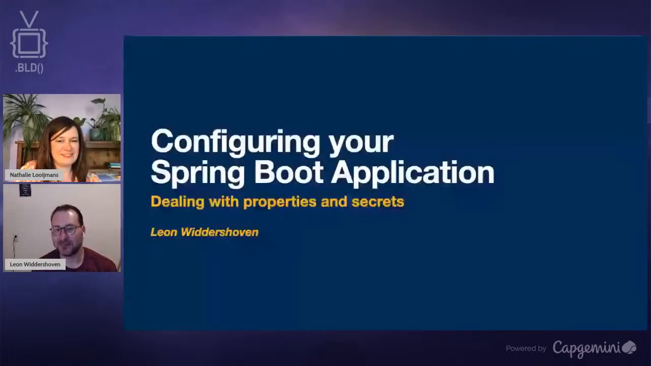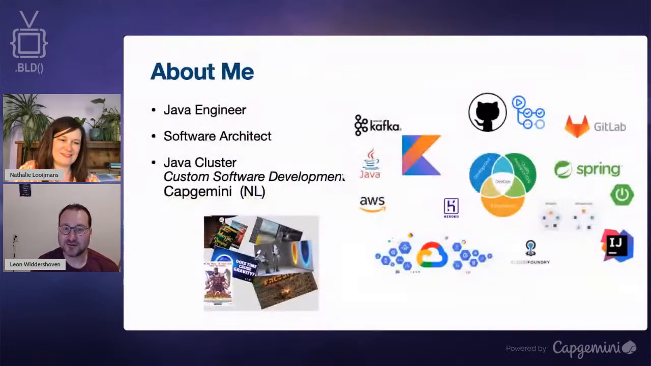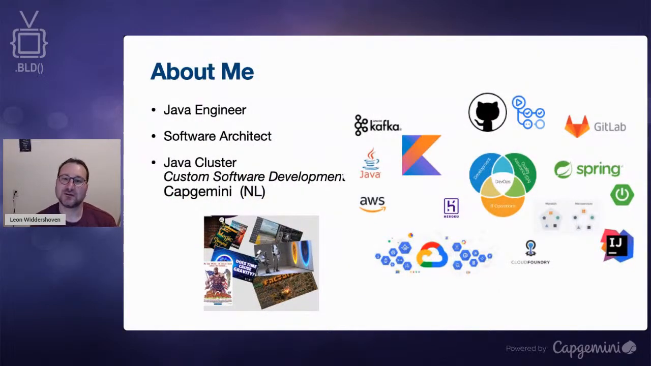Today, I'm going to talk about configuring your Spring Boot application, and particularly on how you deal with properties and secrets. My name is Widdershoven, and I'm a Java engineer and software architect for the Java cluster of Capgemini in the Netherlands. I get really motivated by things that scale. How do you create scalability in your environment? From a technology point of view, this is of course super interesting, but also from an organizational point of view, how do you make sure that you can add development teams without bogging down in communications?